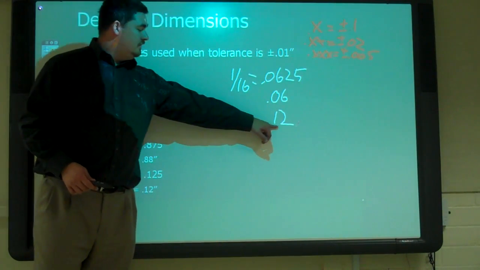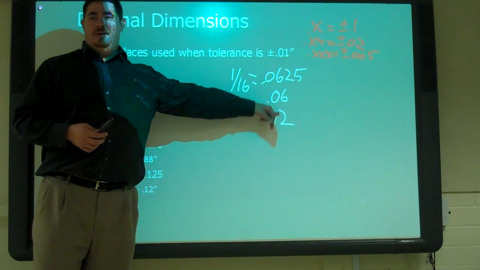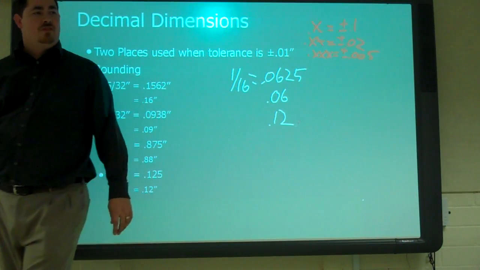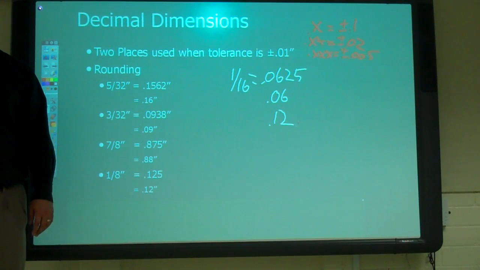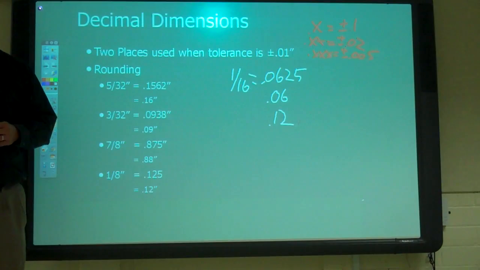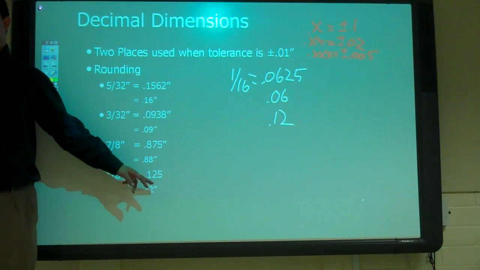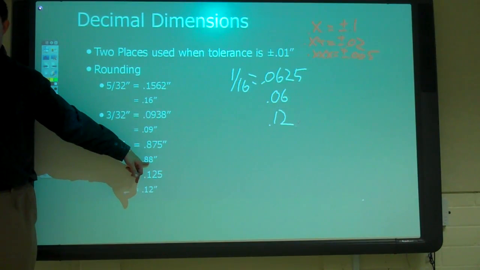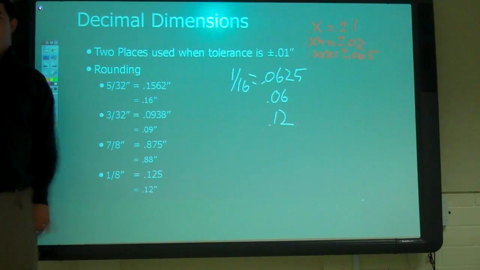If you want 0.12, we know that's an eighth of an inch. And we know that if we divide 0.12 by 2, we get 0.06. If you divide 0.13 by 2, you get 0.065. It doesn't work out. So when the last number is a 5, you go to the even number. The next even number here was up, so we went to it. Here we went down.